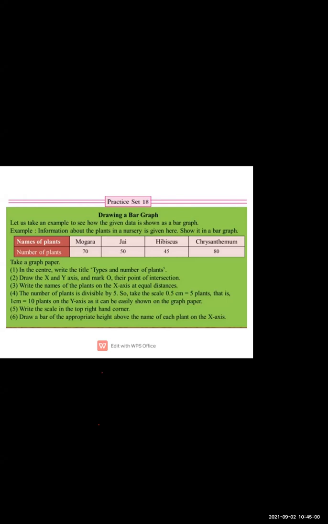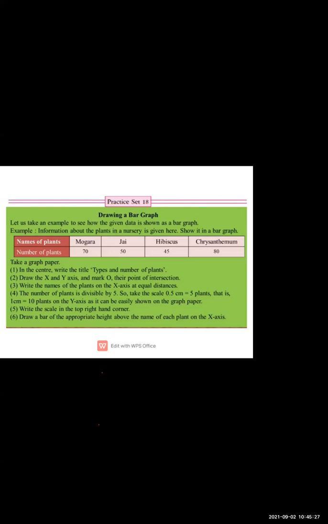In the center we have to write the types and numbers of plants. The center means on the vertical and on the horizontal. When I draw it, you will come to know. Draw the x-axis and y-axis and mark O. In the introduction only, I have told that x-axis, y-axis and O, the intersection point, we have to draw.